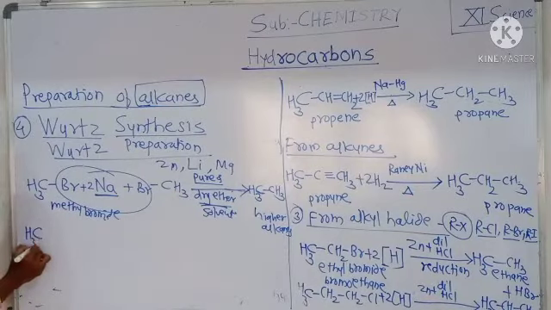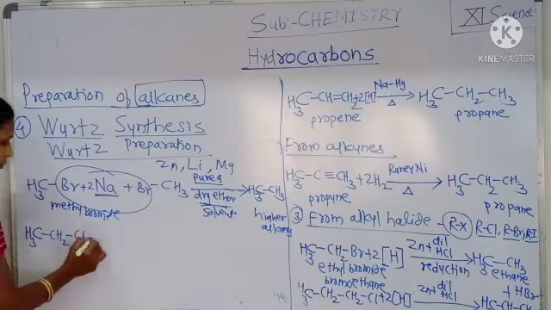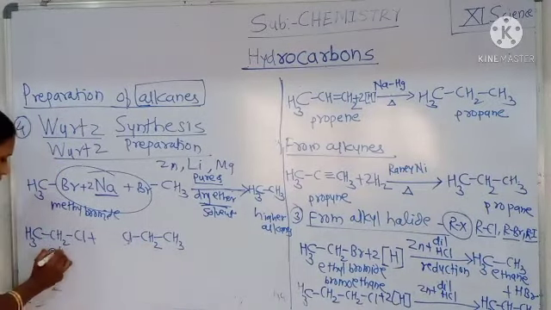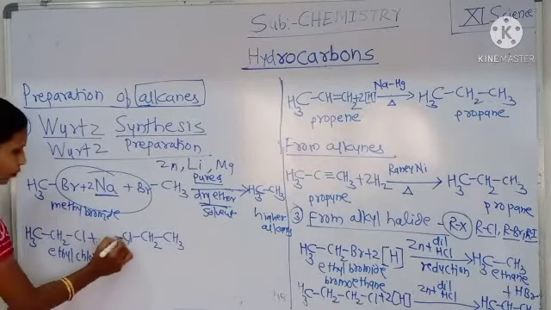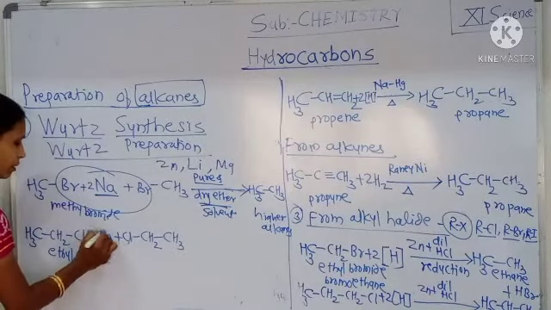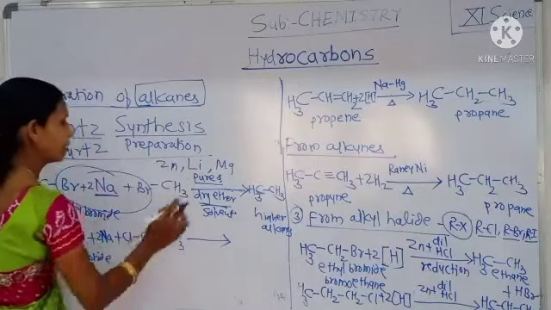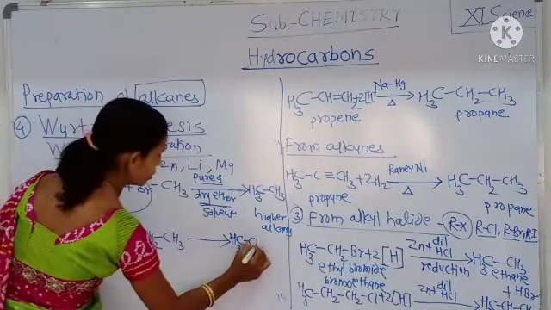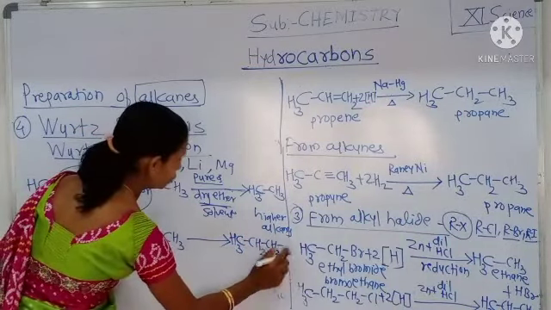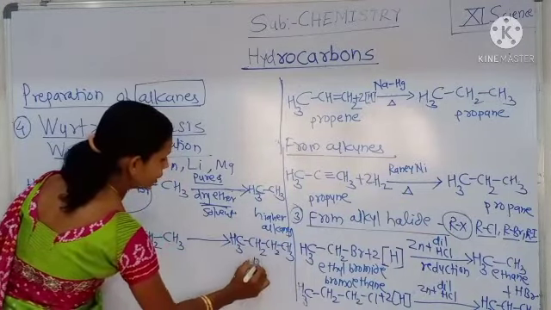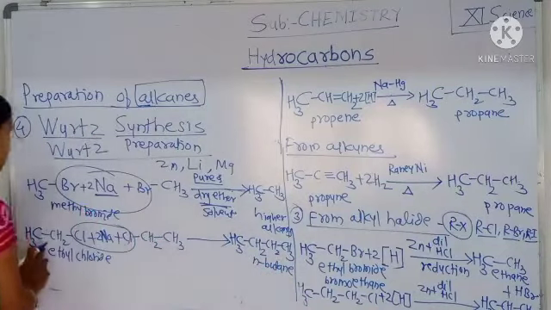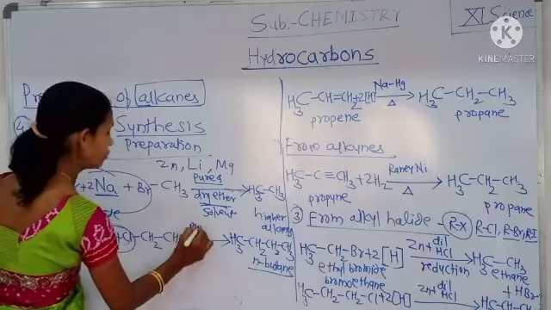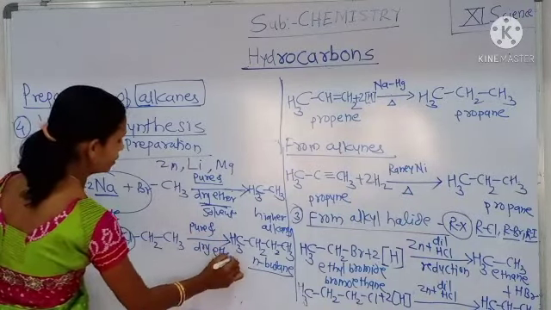Similarly, CH3CH2Cl, two molecules of alkyl halide are used here, that is ethyl chloride, when treated with sodium metal, that is active metal like sodium or zinc, then CH3CH2CH2CH3, that is n-butane, is obtained. That is, ethyl chloride is converted into n-butane in presence of pure and dry ether.